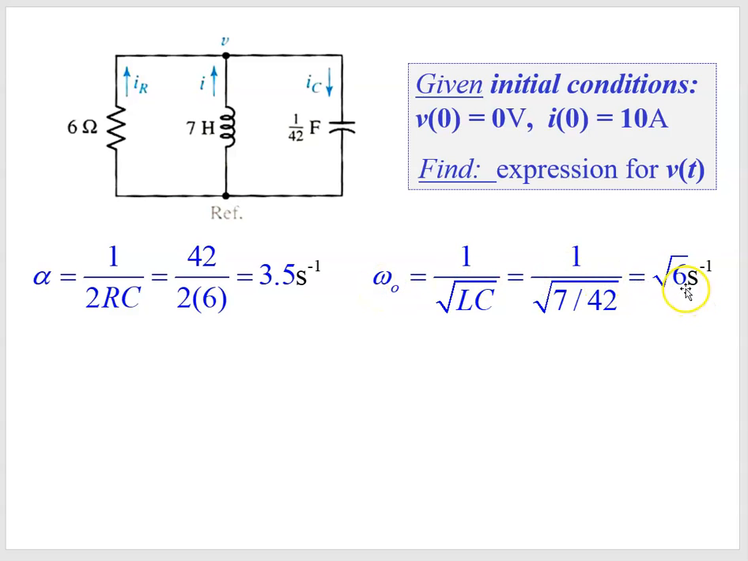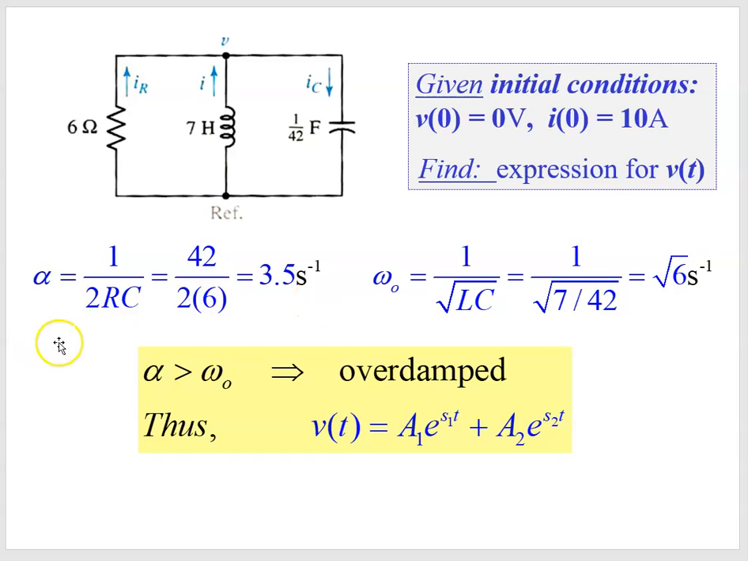And we see that the square root of 6 is less than 3, so omega naught is less than alpha, or alpha is greater than omega naught. So that means we have more damping. Our damping ratio is greater than our resonant frequency. So we have an overdamped circuit. For an overdamped circuit, alpha is greater than omega naught, and our voltage response is going to be some constant A1 times e to the s1 t plus some other constant A2 e to the s2 t.